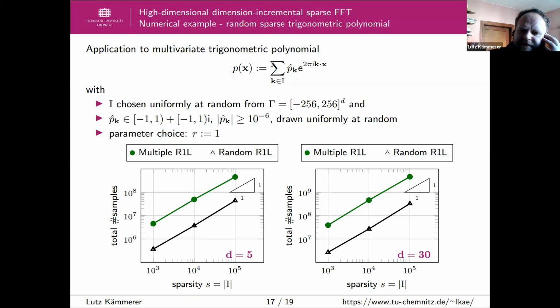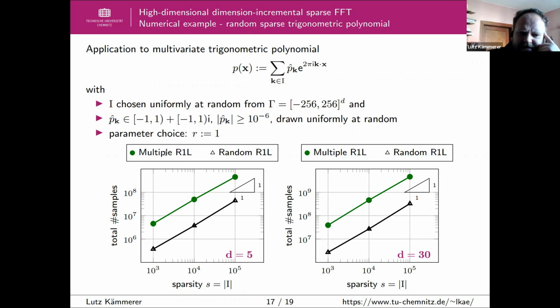I would say you have a polynomial with a huge candidate set, right? And we just draw the Fourier coefficients, or at first we draw the frequencies. The active frequencies are drawn uniformly at random, and then we draw the corresponding Fourier coefficients at random. Since you draw these at random, you have no cancellations in these projections, in practice at least. And so we use this parameter R equals 1.